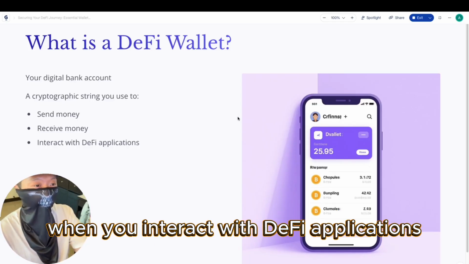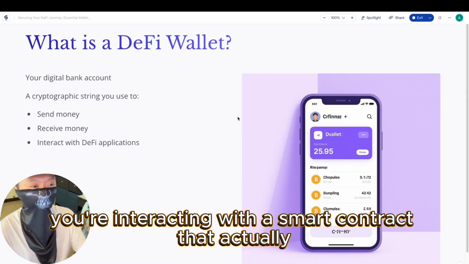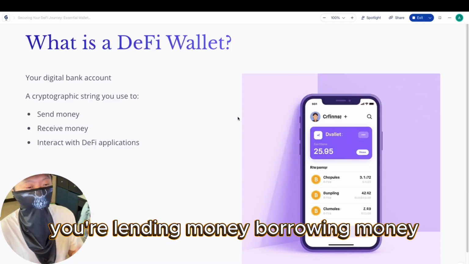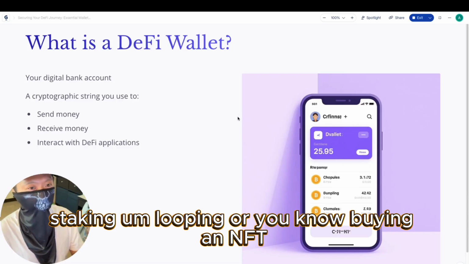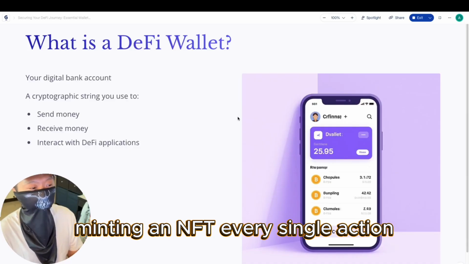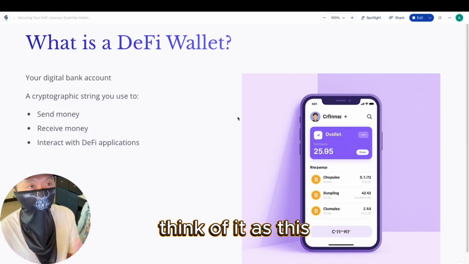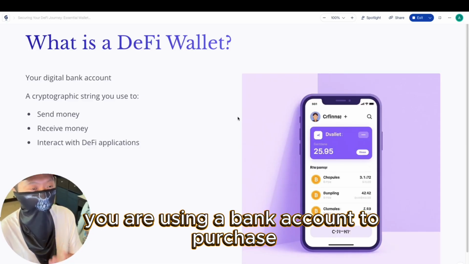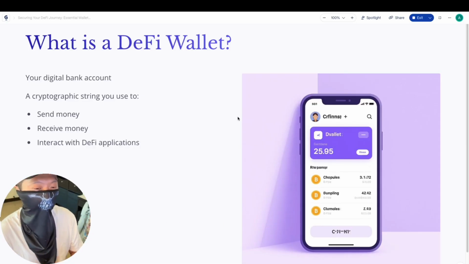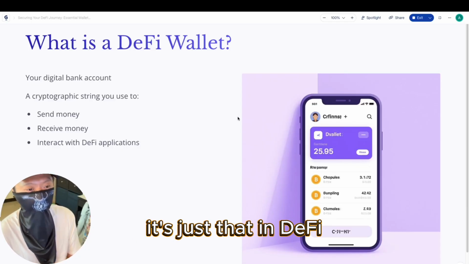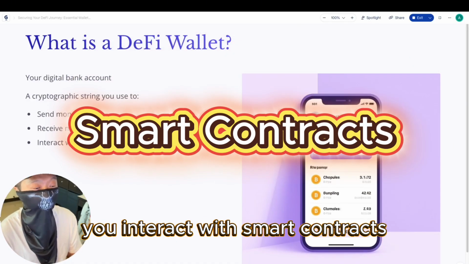What do I mean by that? When you interact with DeFi applications, you're interacting with a smart contract, depending on your goals: lending money, borrowing money, staking, looping, or buying an NFT, minting an NFT. Every single action that you make with a protocol is an interaction. Think of it as this: you are using a bank account to purchase some financial products from the financial institutions. It's just that in DeFi you interact with smart contracts.